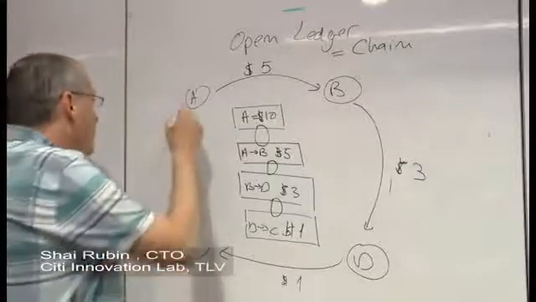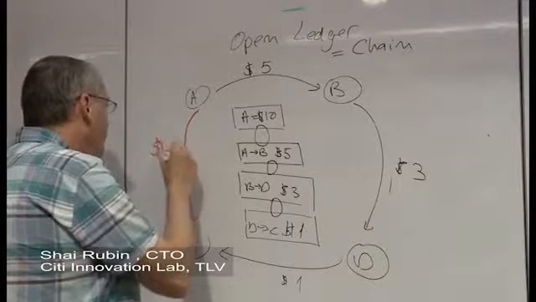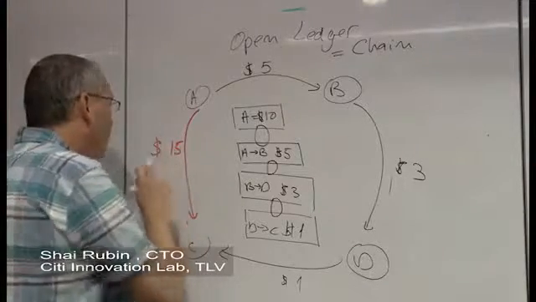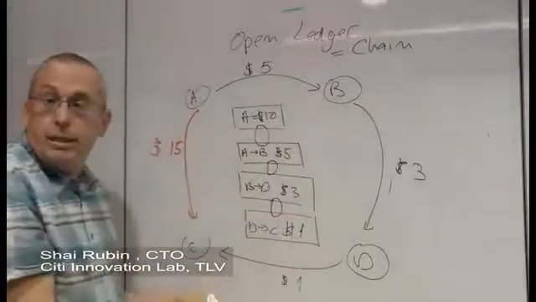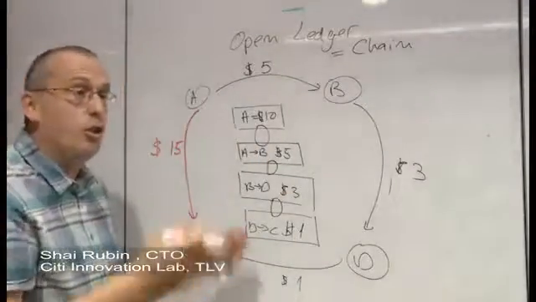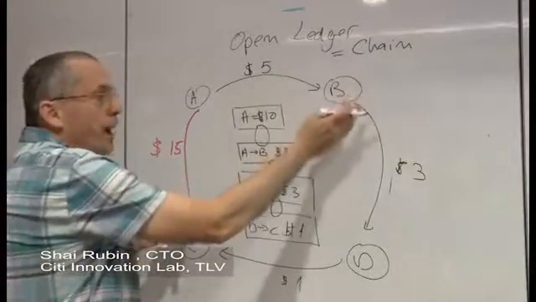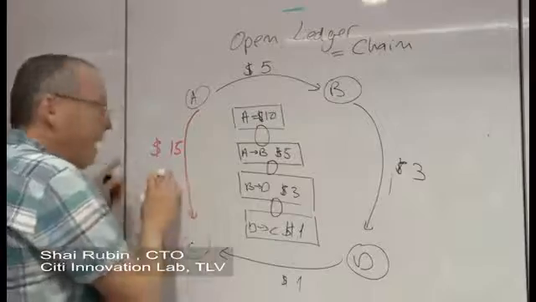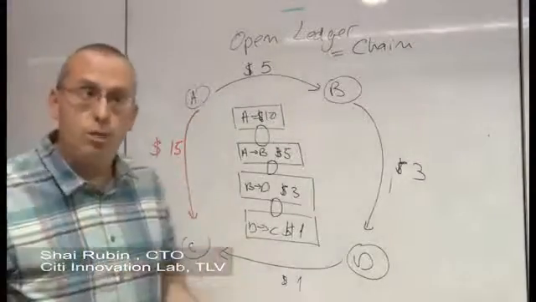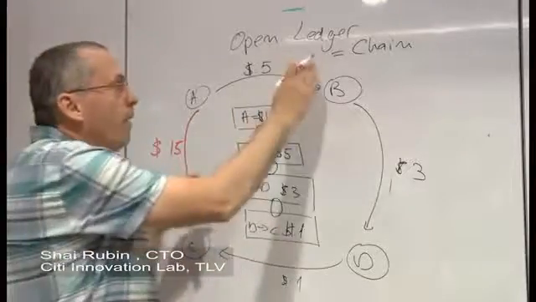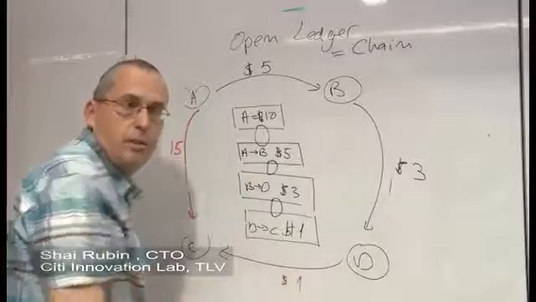For example, if A now attempts to move $15 to C, everyone on the network can immediately see that this is not a valid transaction because A started with 10, moved out to B another 5, A does not have $15, and this transaction will not be added to the open ledger. This transaction will not be part of the chain.